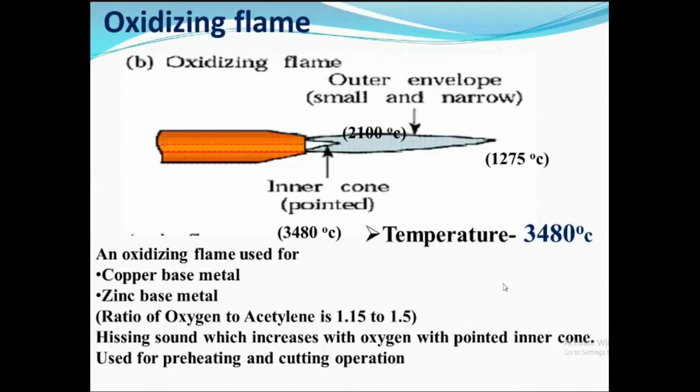Oxidizing flames are generally used for copper based metals and zinc based metals. The ratio of oxygen to acetylene is 1.15 to 1.50. There is a hissing sound which increases with the oxygen, with a pointed inner core, used for preheating and cutting operations. Generally, these oxidizing flames are used for cutting and preheating of metals.